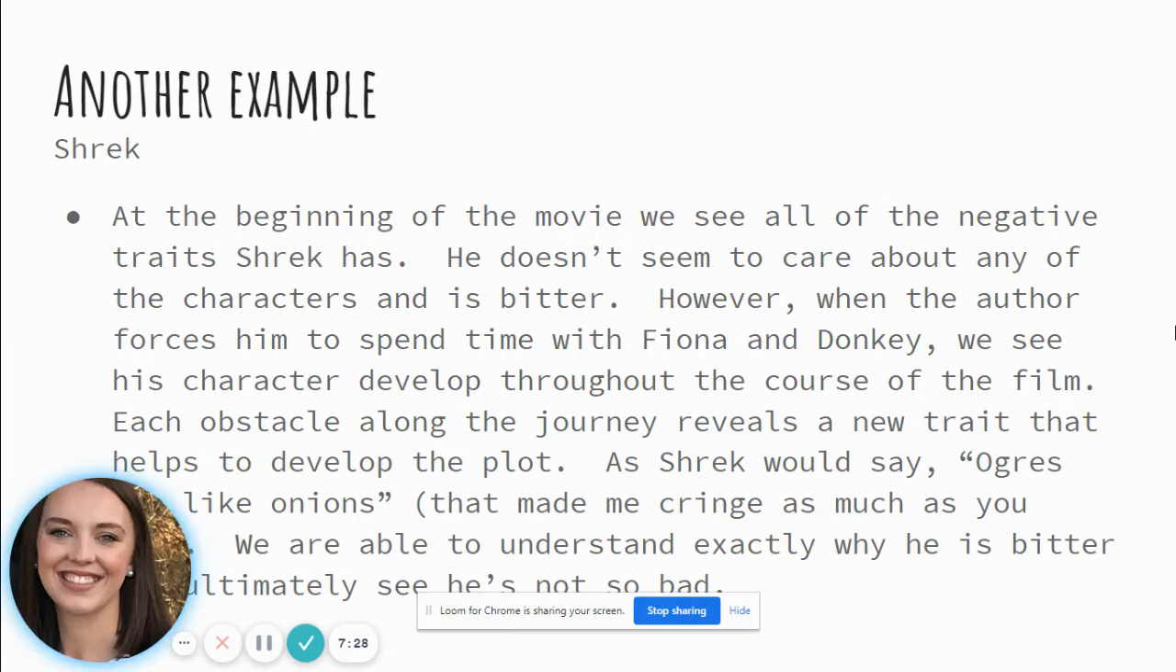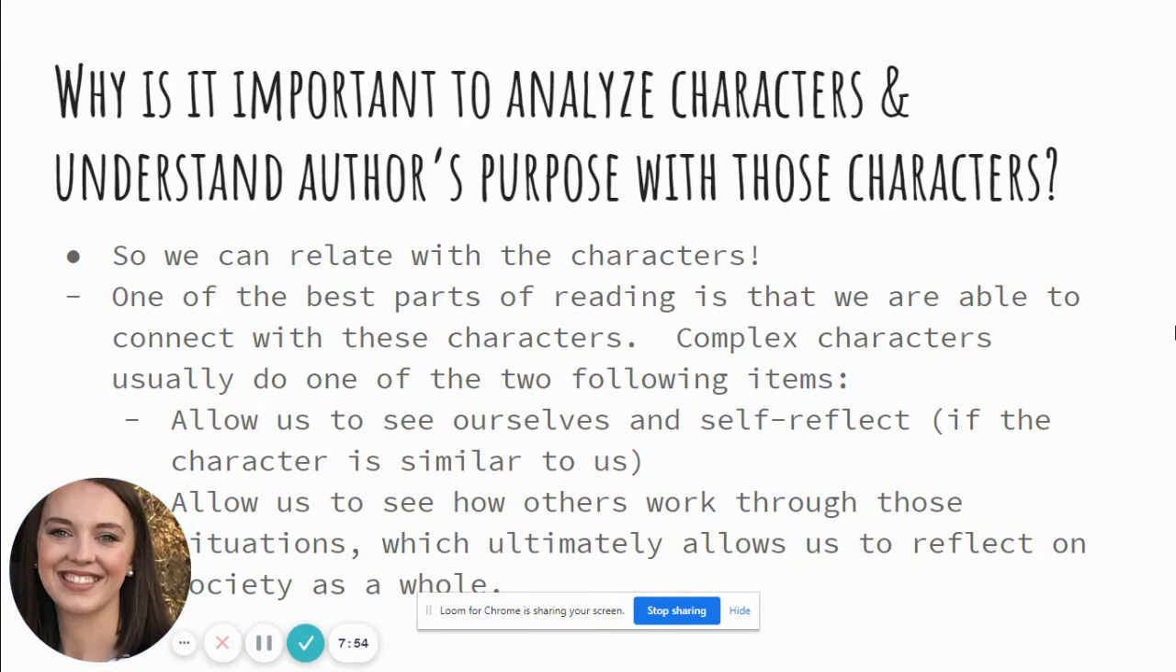Same kind of thing with Shrek. At the beginning of the movie, we see all of the negative traits he has. He doesn't seem to care about anything. But whenever he is forced to spend time with Fiona and Donkey, we see that he does start to develop to be more complex. To quote him, ogres are like onions. The more you peel away the layers, there's more depth to him. And you see why he is bitter, and ultimately you end up liking him as well.